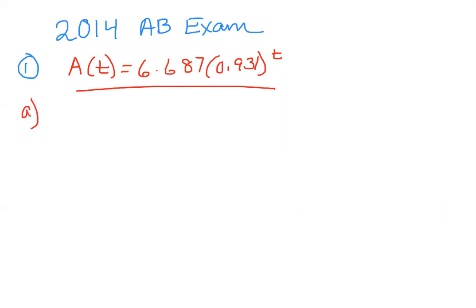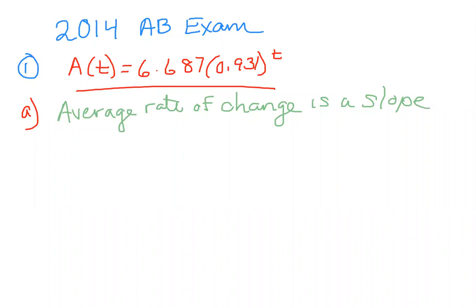What are they looking for? Find the average rate of change of A of t over the interval 0 to 30. Okay, this is something you need to know. Average rate of change is a slope. So all it's asking us to do is use the slope formula: A of 30 minus A of 0 over 30 minus 0.